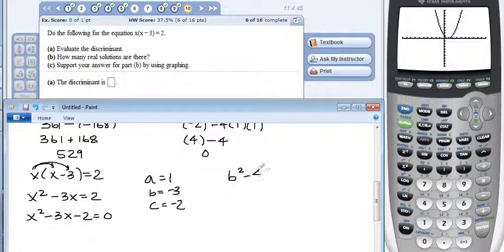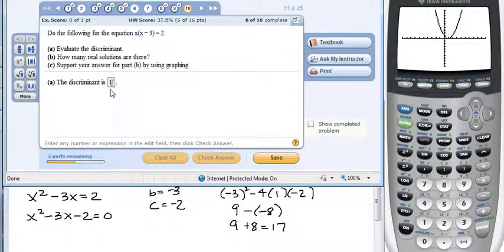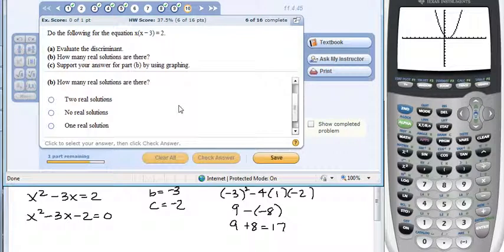B squared minus 4AC gives me negative 3 squared minus 4 times 1 times negative 2. Negative 3 squared is 9. Minus 4 times 1 is 4, times negative 2 is negative 8, right? That's like 9 plus 8, which is 17. Okay, should we check that? Nice work. What does that tell me? It's a positive value. Positive values give two real solutions always.